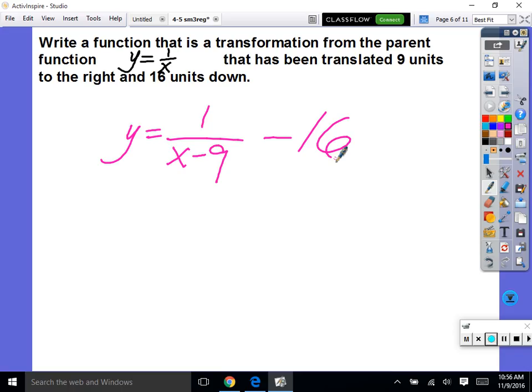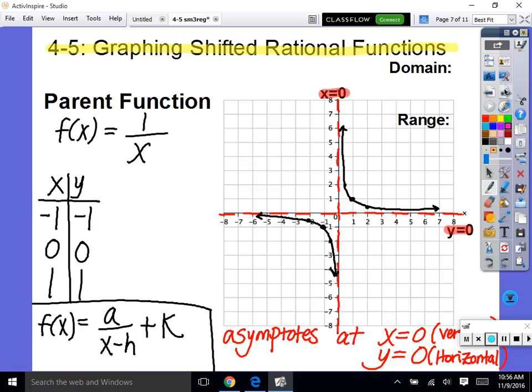Okay, sweet. Let's get started. So here's 4-5. If you want to take a picture, you can.